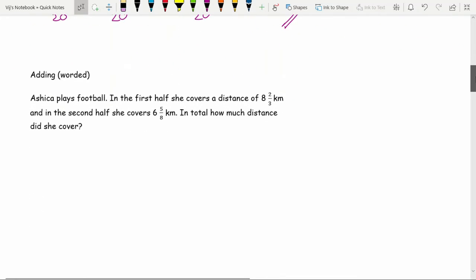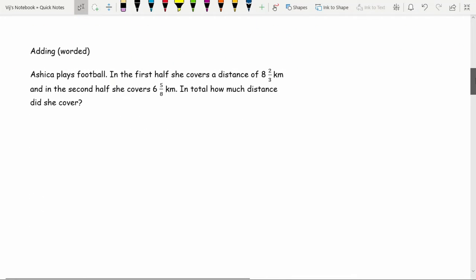So this is an adding wordy question. It says that Ashika plays football. In the first half she covers a distance of 8 2/3 of a kilometre, and in the second half she covers 6 5/8 kilometres. In total, how much distance did she cover? So again, if I'm not too sure, let's say she ran, I don't know, 8 kilometres and then she ran 7 kilometres in the second half. Basically what I would do is I would add these two numbers up.